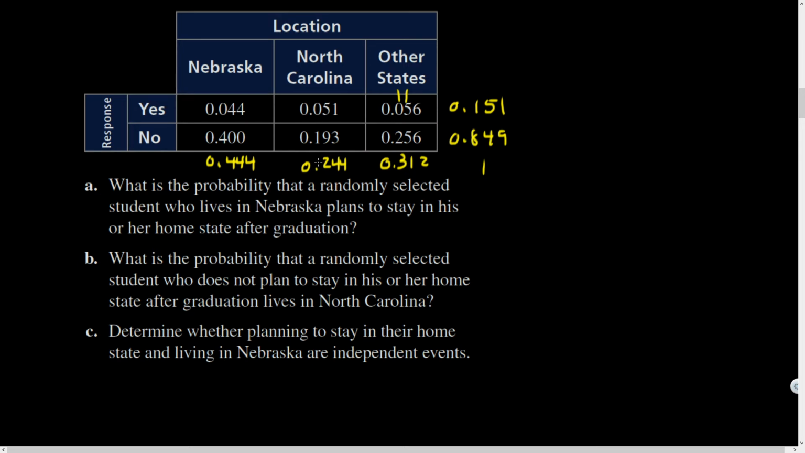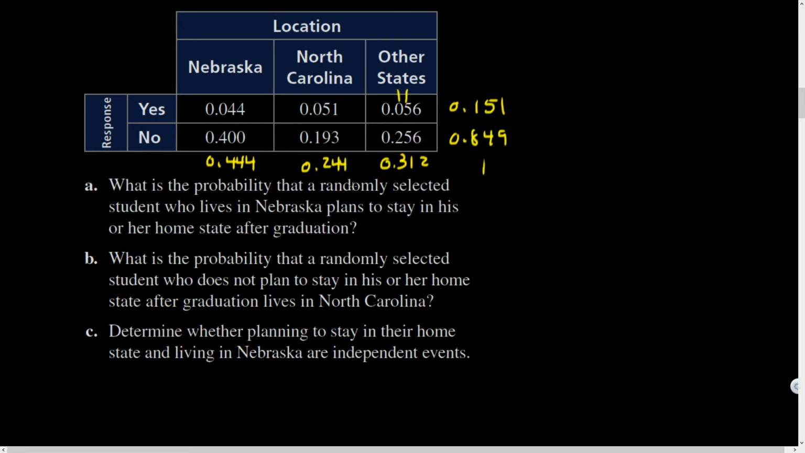And if I add these, let me just verify, because it's not a bad idea. Boom, and it adds to 1 across. All right, whew. So now this is the joint relative frequencies. These are the marginal relative frequencies. And now we're going to figure out conditional, right?